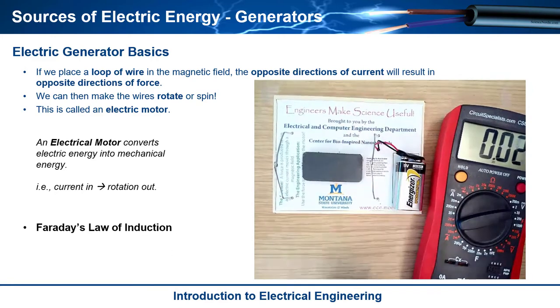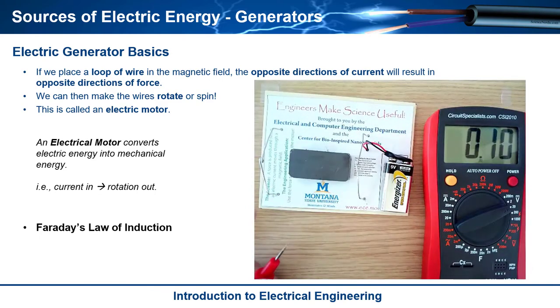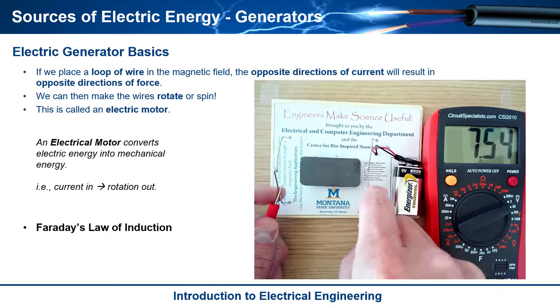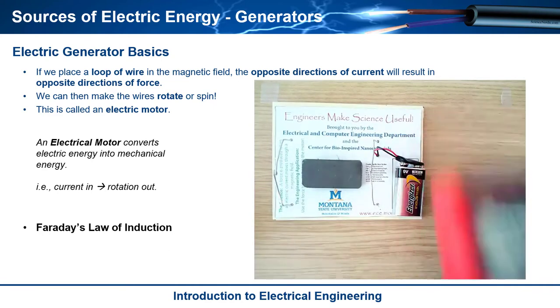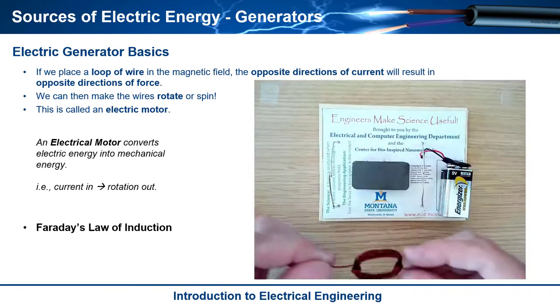Okay, can't see that very well. See that? Okay, so you got that. All right, life is good, and you see 9 volts. My battery's getting low, but 7.5, it'll still work.